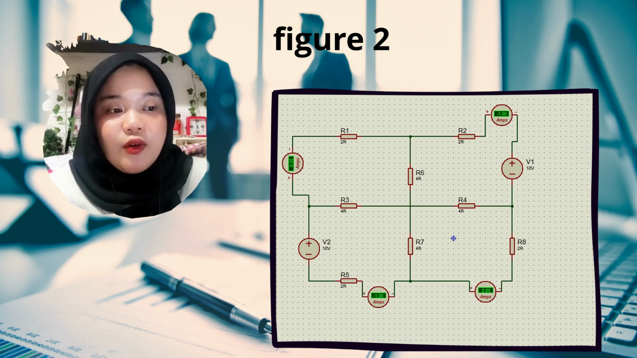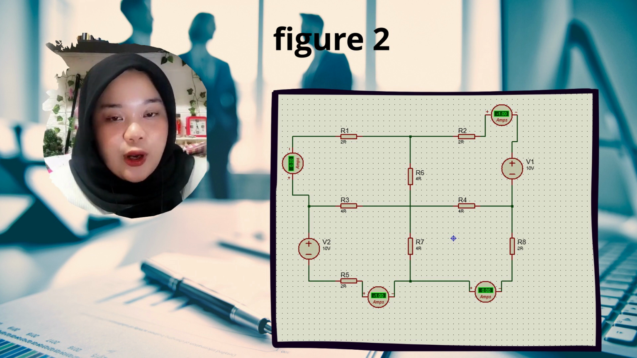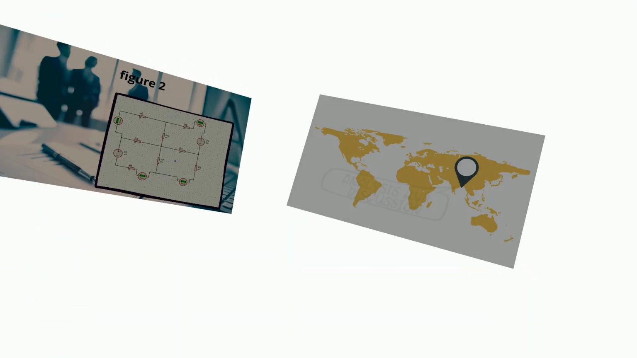If we run this simulation, we will get the values for I1, I2, I3 and I4. I1 is 0 ampere, I2 is negative 1 ampere, I3 is negative 1 ampere and I4 is 0 ampere.